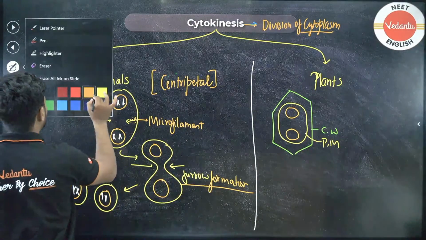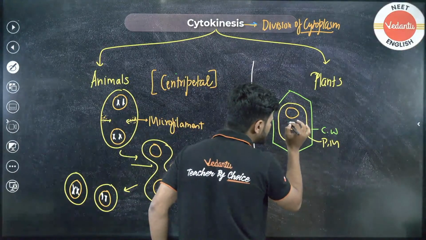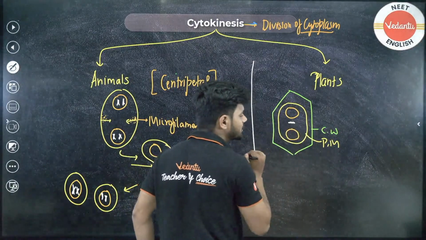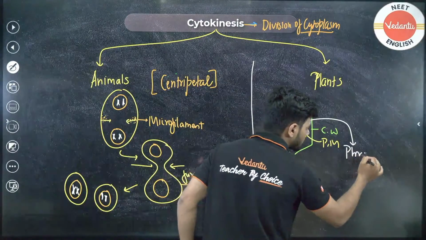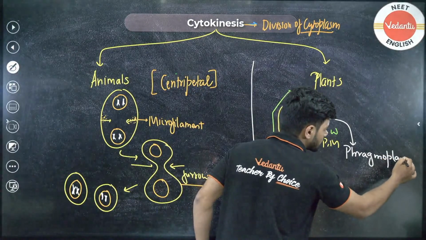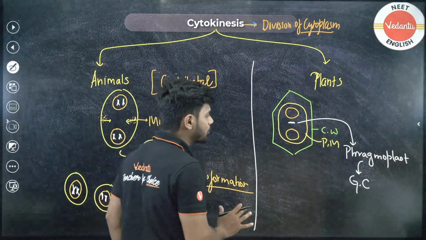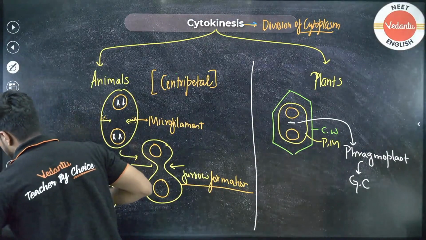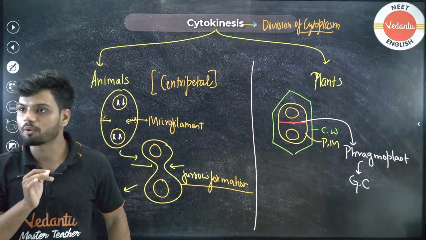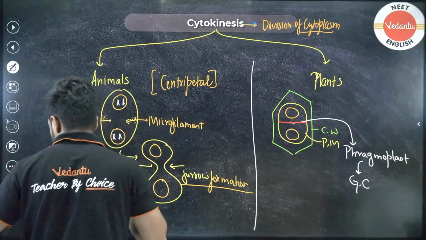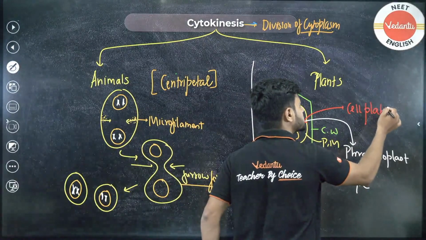Now what happens in your plant cell? In the middle, not from outside, there is a plate formation. The plate formation is because of something called phragmoplast cells. They are basically derived from your Golgi complex. From the inside, they make the plate. This is called cell plate formation, happening on the inside.